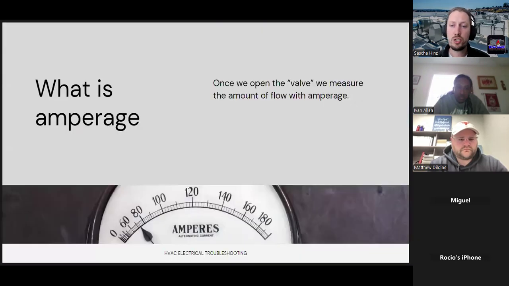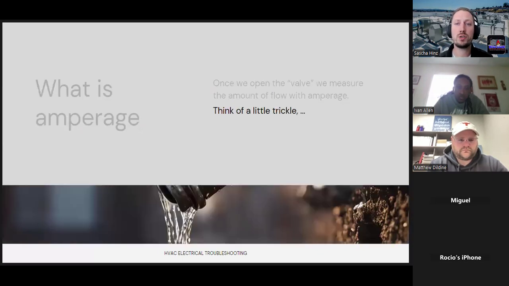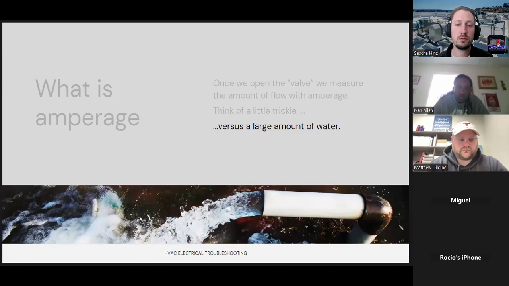Now, what is amperage? Basically, once you open the valves, like in the analogy of the pump, you suddenly get the flow of water, or electricity in this case. That flow of electricity is performing some work. Once you measure that, that is your amperage. You can think of it like a little trickle versus a large amount of water. So you have a little bit of amperage, a little bit of electricity moving, or a lot of it.